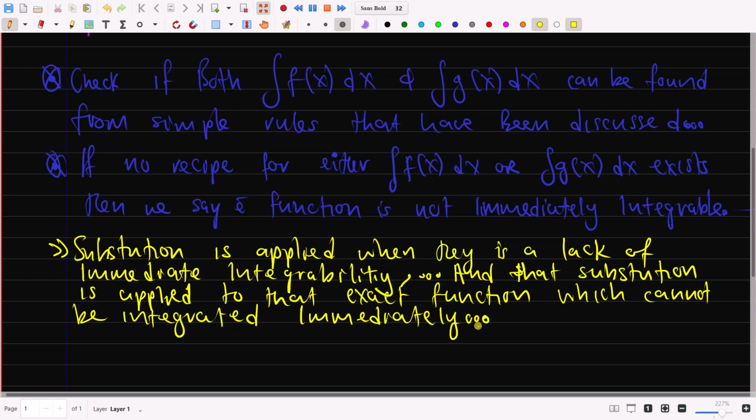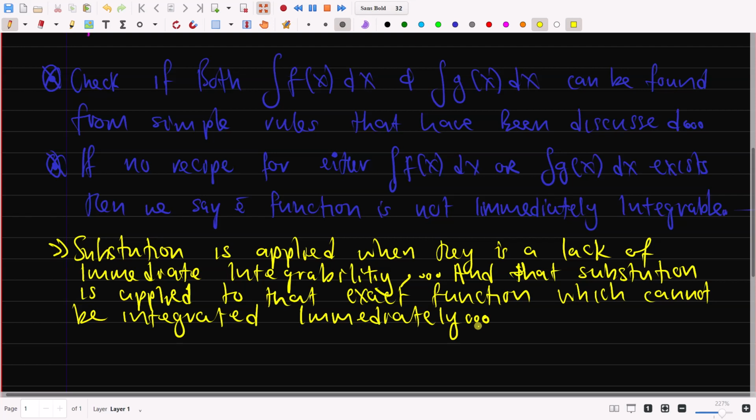You see that? So these are the things that you should know about the substitution technique: it works on product questions, but it is always applied in those situations where you can pick one function for which there is no recipe for immediate integration. Every time there is no written down recipe for evaluating the integral, we say that function is not immediately integrable. So a function like that needs fixing, and it is the fixing of that function where substitution comes in.